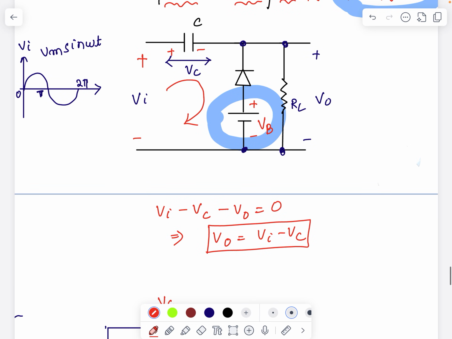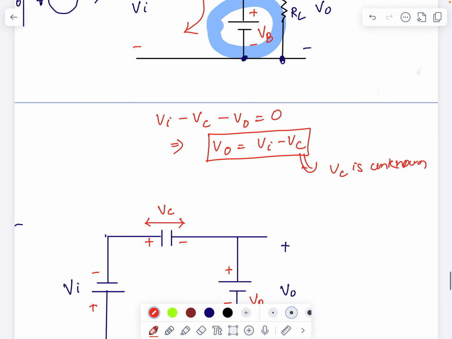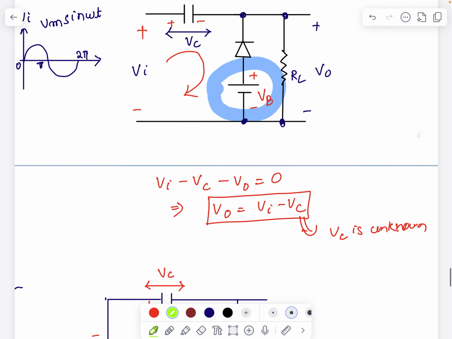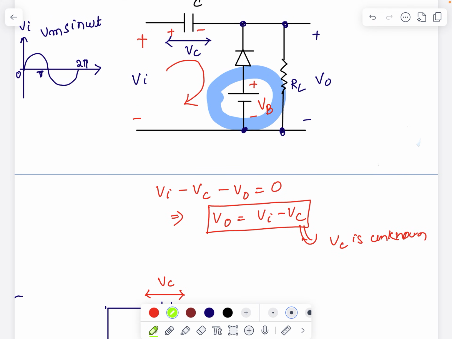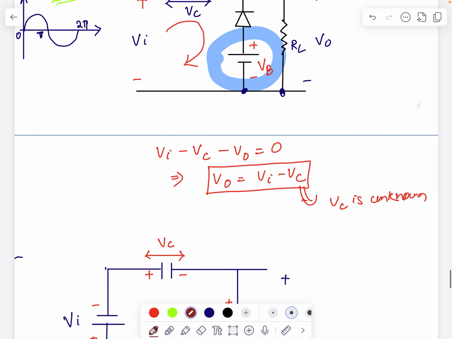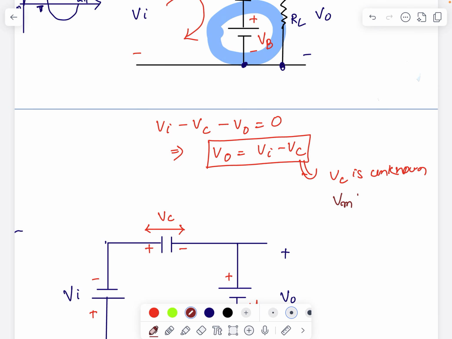So here our main objective is to find out Vc, because Vc is unknown. Vc is the voltage stored across the capacitor, and the voltage can be stored across the capacitor when the diode is forward biased. One thing you have to remember here: the maximum voltage I'm taking at Vi is Vm sin omega t. This Vm, the maximum voltage, should be greater than Vb.